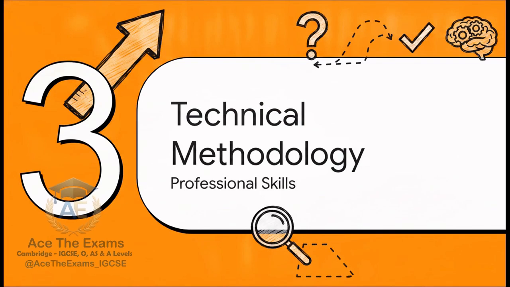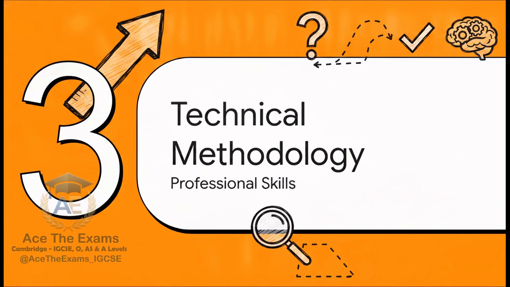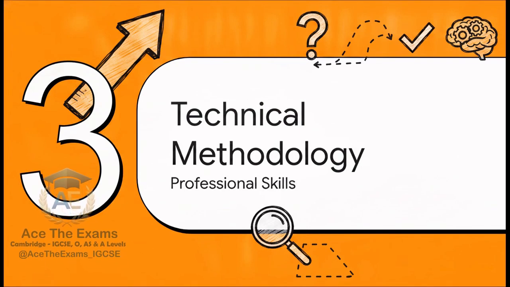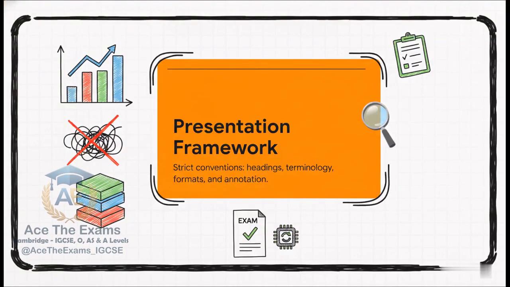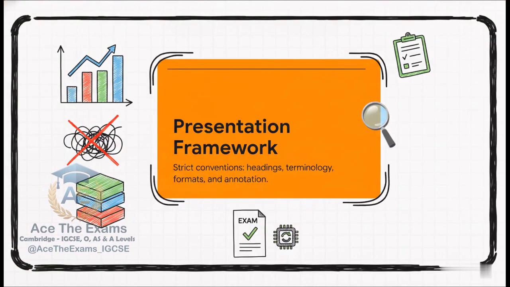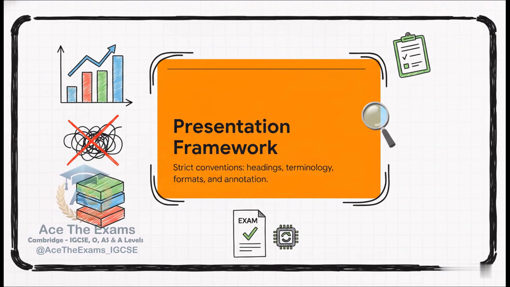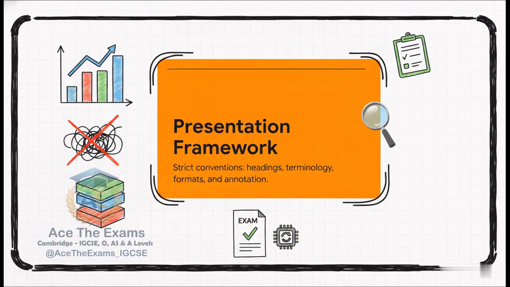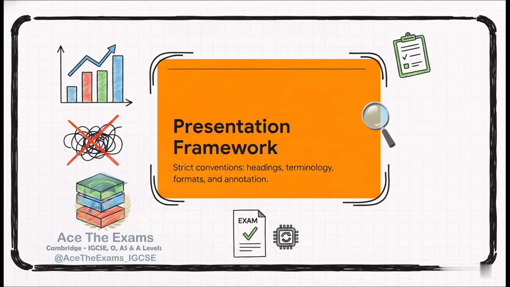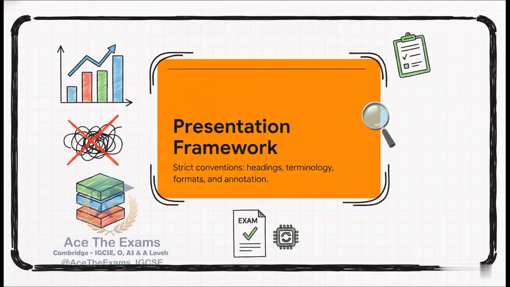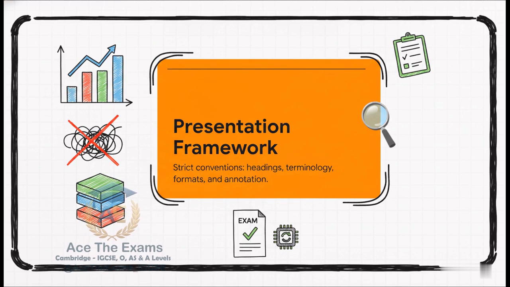All right, let's transition into Section 3, the technical methodology and professional skills. Here is where we learn about one of the absolute most powerful concepts in Cambridge exam strategy. It's called the method mark strategy. You see, examiners award marks for the analytical process itself, not just the final destination or the final answer. You have to prove to them exactly how your brain got from reading the question to producing the answer.